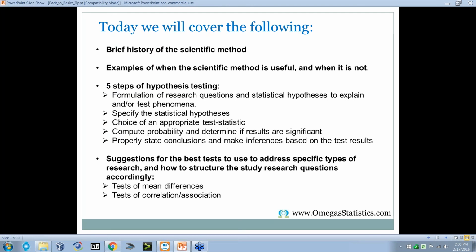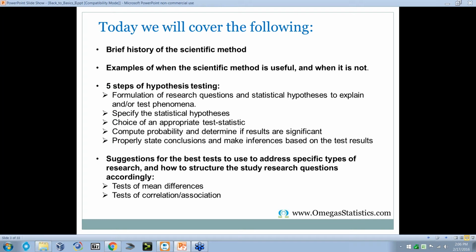So today we're going to cover the following. It looks like a lot, but it's really not. It's basically going to be me talking the whole time. I'm not going to really run data too much. Any of the data that I did run, I've already run and posted on this PDF, or on the PowerPoint here. So we're going to do a brief history of the scientific method.